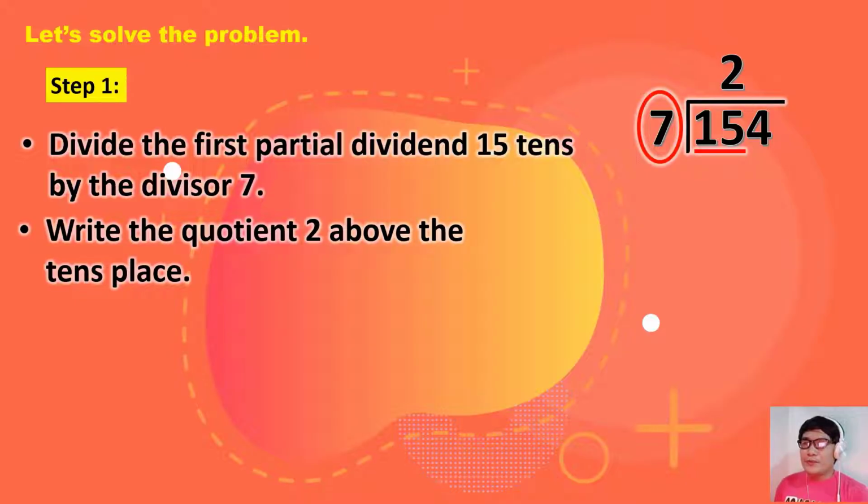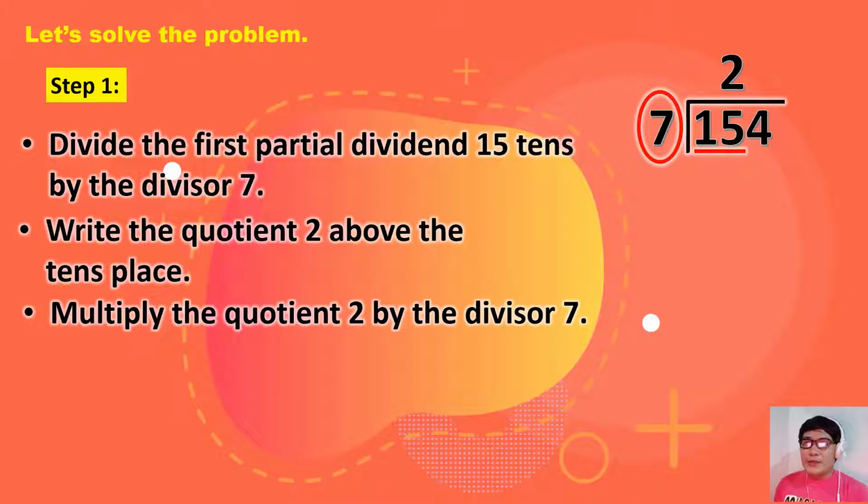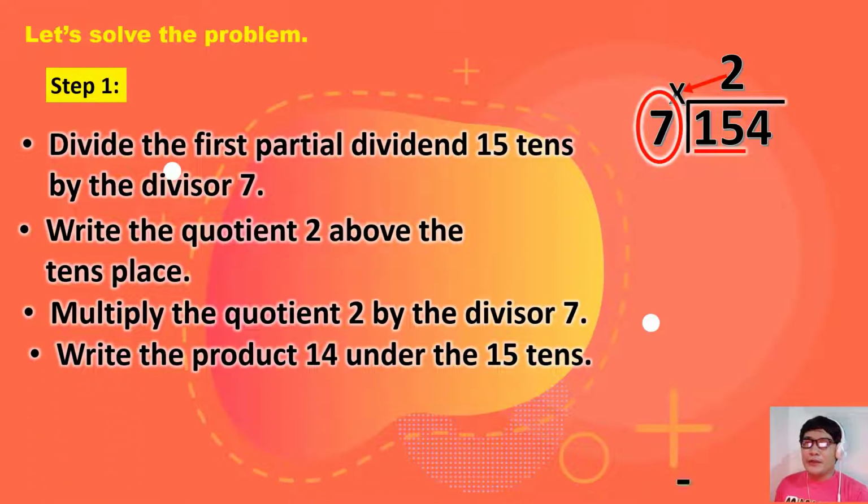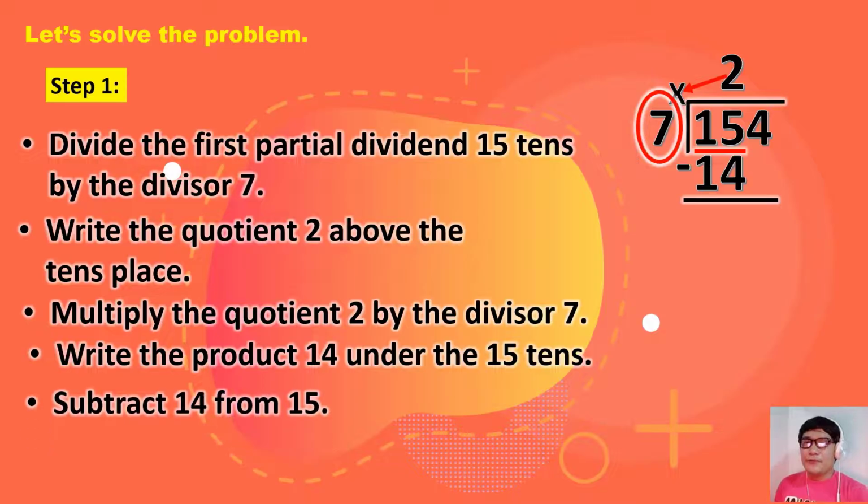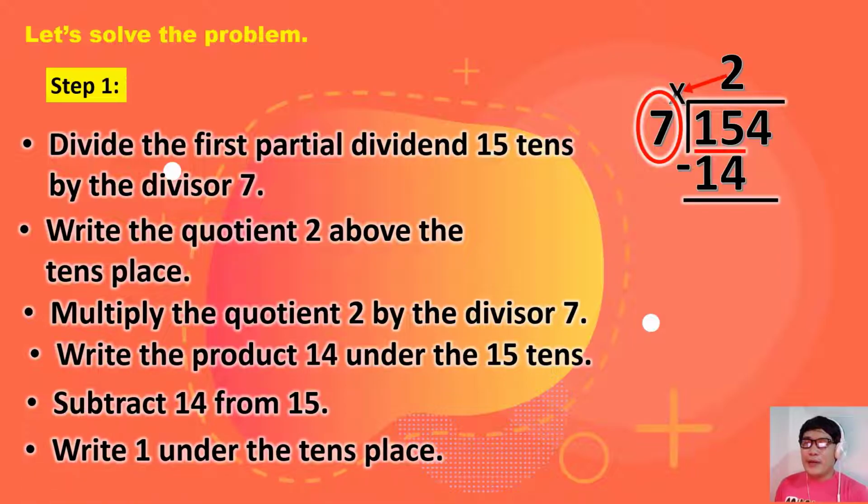Multiply the quotient 2 by the divisor 7. So 2 times 7 equals 14. Then write the product 14 under the 15 tens. Then subtract 14 from 15. So 15 minus 14 is equal to 1. Then write 1 under the tens place. Step number 2.